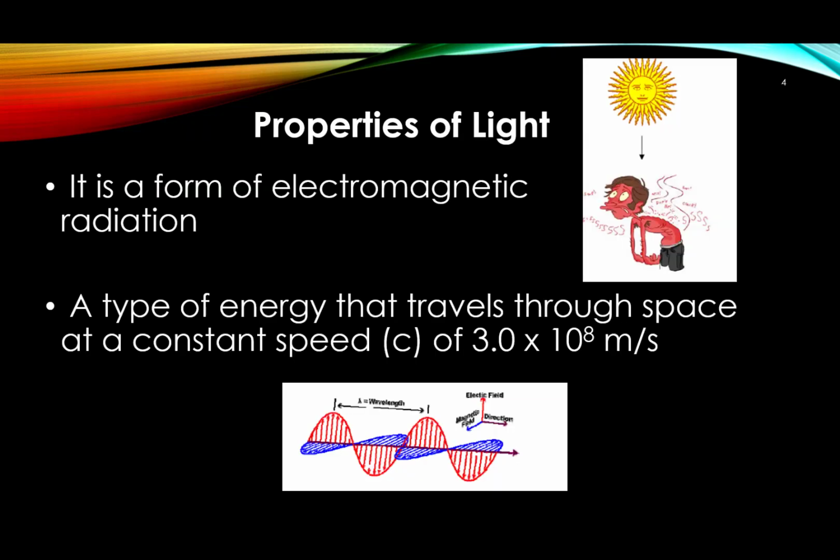Now let's talk about properties of light. Light is also a form of electromagnetic radiation. Okay. Light is also a type of energy. And it travels at the speed of 3.0 times 10 to the power of 8 meters per second in space. This is a constant value for the speed of light in space. You don't need to memorize this number. If you need it, it will always be given.